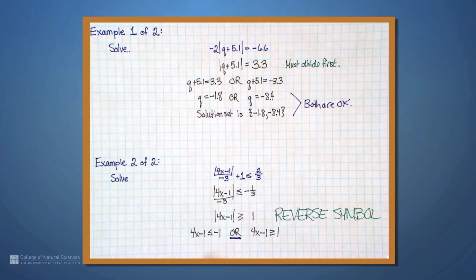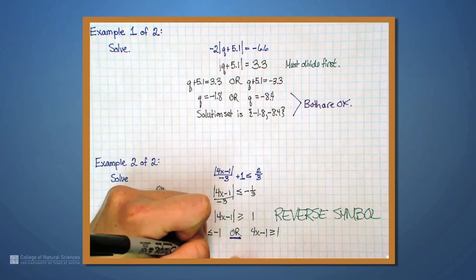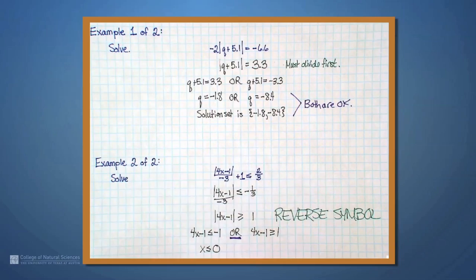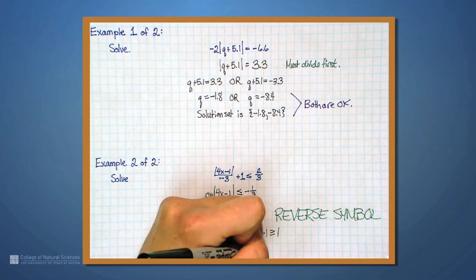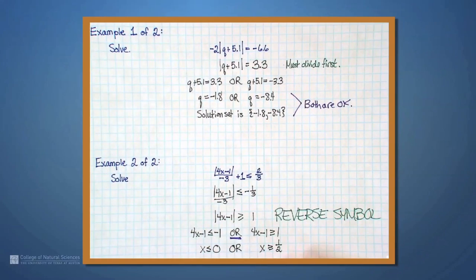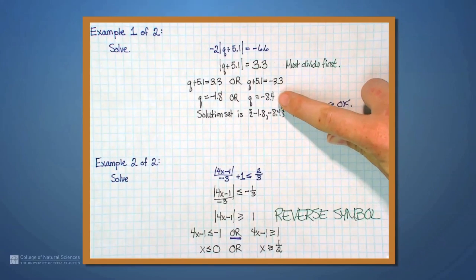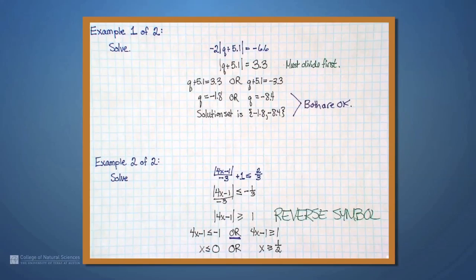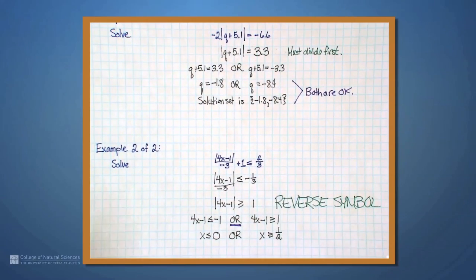After this, these are easy to solve, right? Add 1, divide by 4, feel like a rock star. So the solution on this side, x less than or equal to 0, or the solution on this one, x greater than or equal to 2/4 or 1/2. And this, just like up here, where I had Q is this number or that number, I'm okay with this answer. The book writes them slightly differently. The book writes the answer in what's called interval notation.